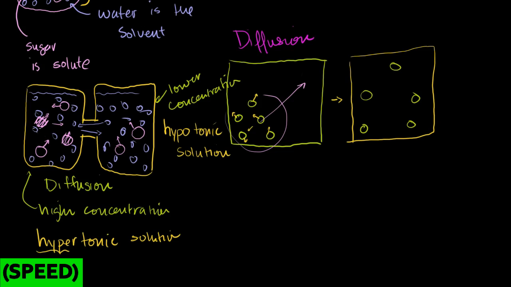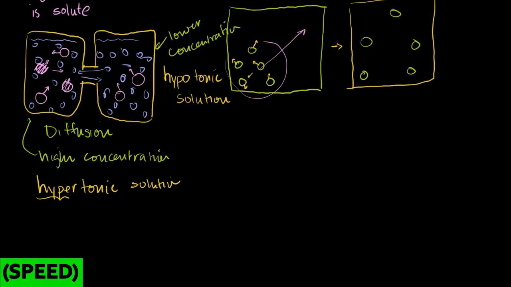But hypertonic, you have a lot of the solute, so you have high concentration, and in hypotonic, not too much of the solute, so you have a low concentration. These are good words to know. So in general, with diffusion, if there are no barriers, like we had here, the solute will go from a high concentration, or hypertonic solution, to a hypotonic solution, where the concentration is lower. Now, let's do an interesting experiment here.